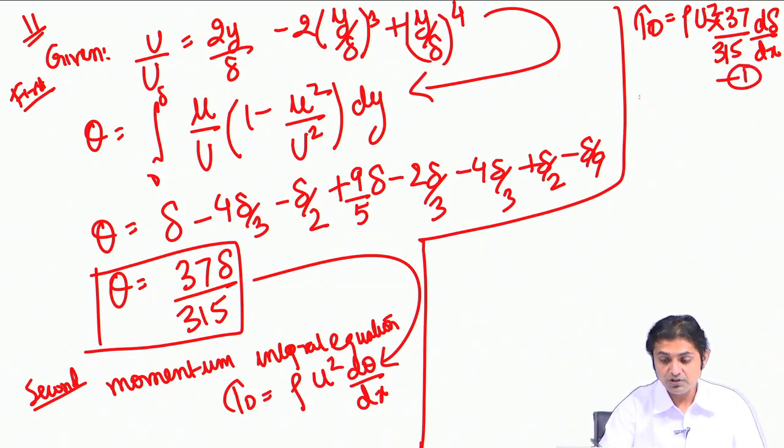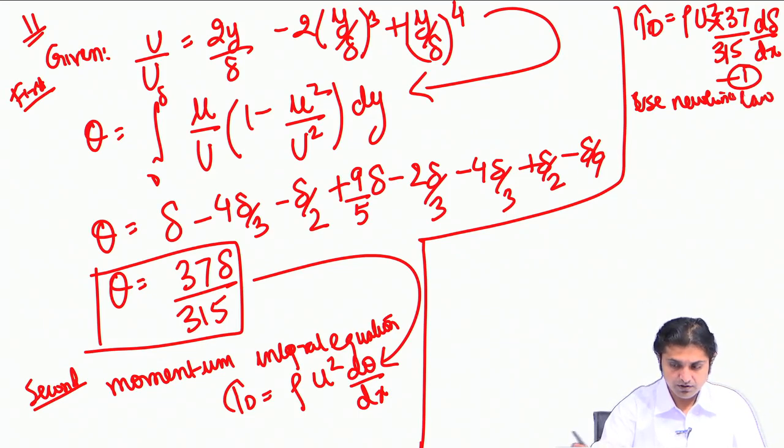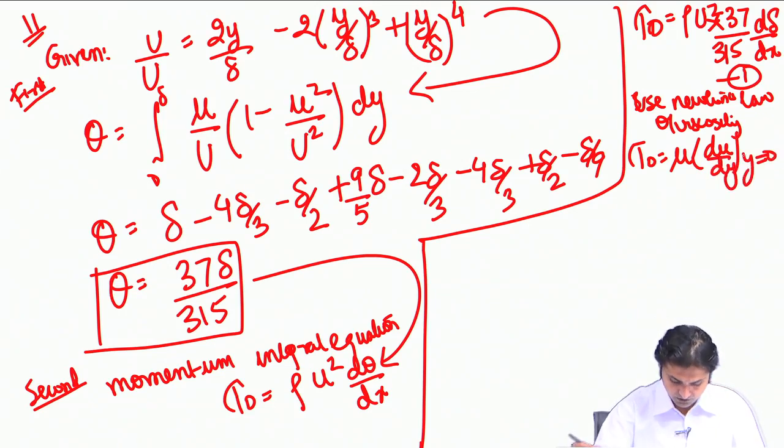Second is you use Newton's law of viscosity. This is the standard way to solve all these problems. If you follow this, everything is easy. Tau naught is equal to mu du by dy at y is equal to 0.